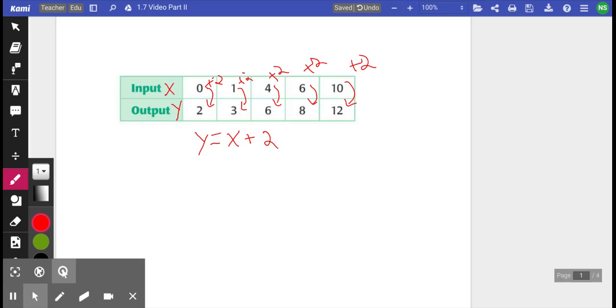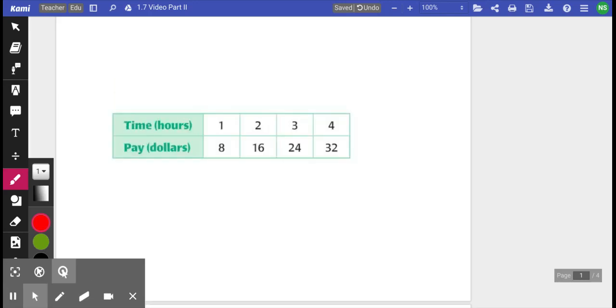You're looking for patterns. So this table is showing us time in hours compared to pay in dollars. We're going to do the same thing. So what are some ways I can get from 1 to 8? What are some ways that I can get from 2 to 16? What are some ways I can get from 3 to 24? And what are some ways that I can get from 4 to 32?